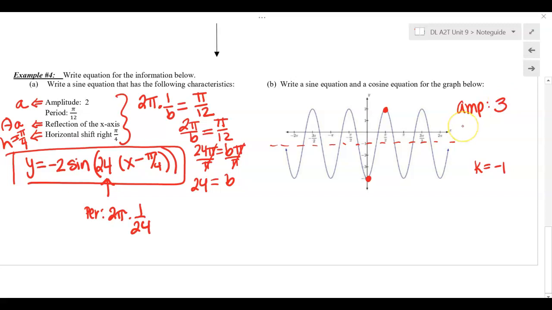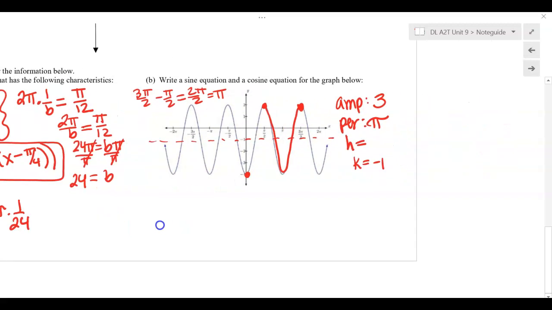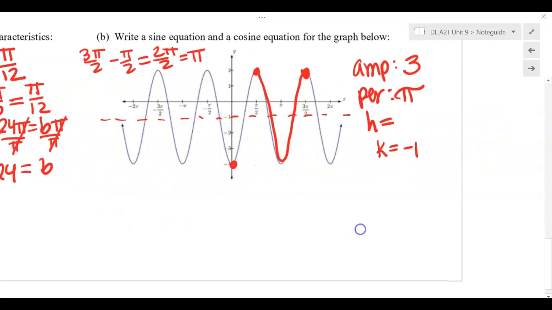If I want to know the period, I have to see how long it takes to make a cycle. So notice one cycle of this graph goes from pi over 2 to 3 pi over 2. So 3 pi over 2 minus pi over 2 is a difference of pi. So the period is pi. And then the h value is going to be a little bit different. So here's what I want to point out so far. This list actually gets you both equations.